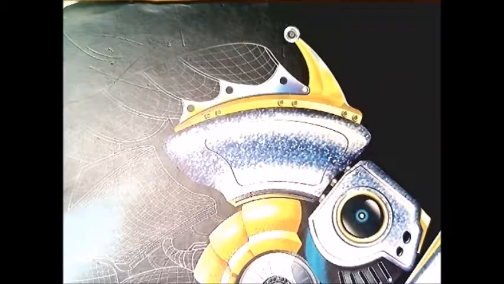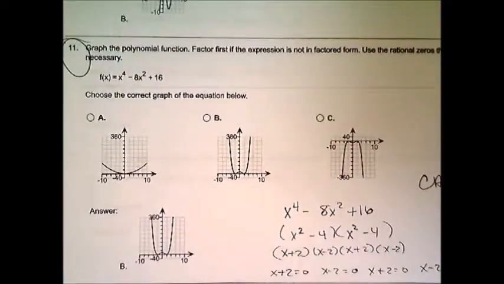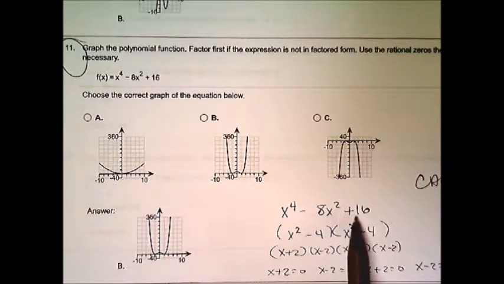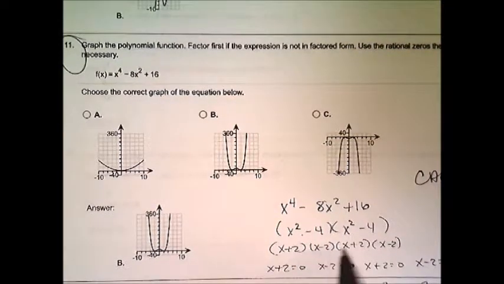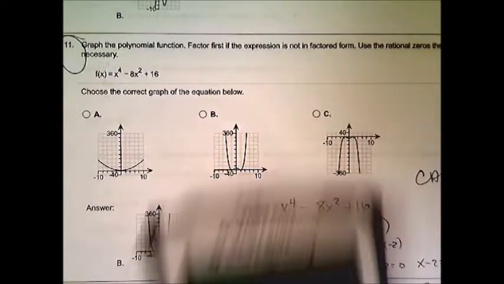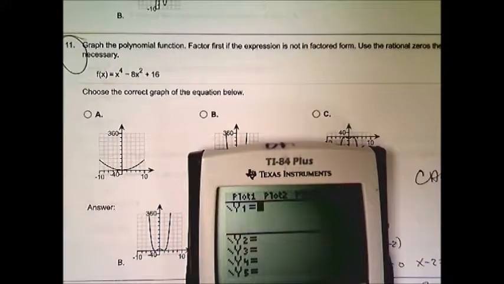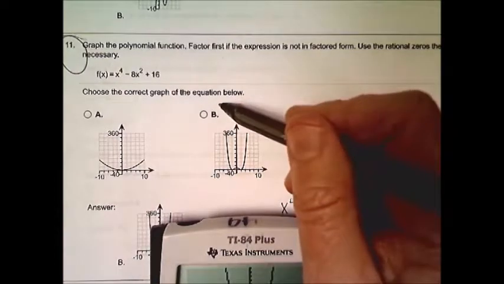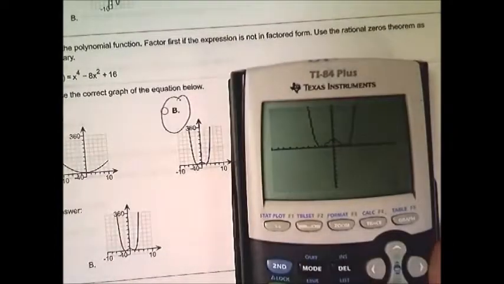The next one I'm going to work is 11 for you. It says graph the polynomial function. Factor first if the expression is not factored. So I factor x to the 4th minus 8x squared plus 16. It factors into x squared minus 4 times x squared minus 4, which factors into x plus 2, x minus 2, x plus 2, x minus 2. Then I put that in my calculator. X to the 4th minus 8x squared plus 16, graph, and it's a W-shaped graph, so it's answer choice B.